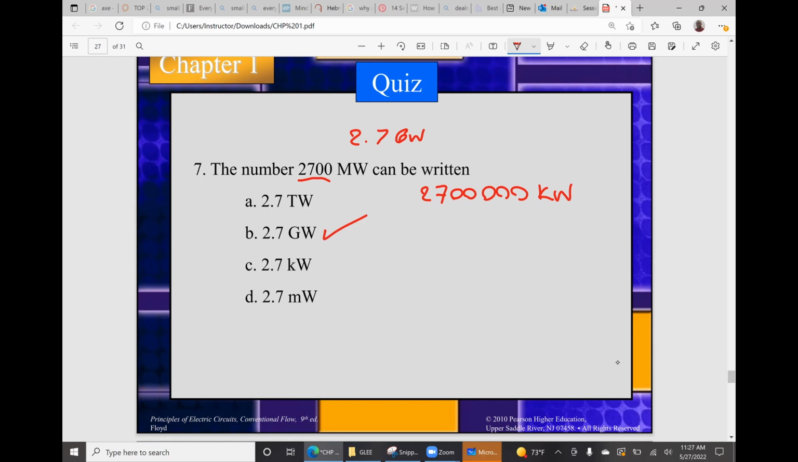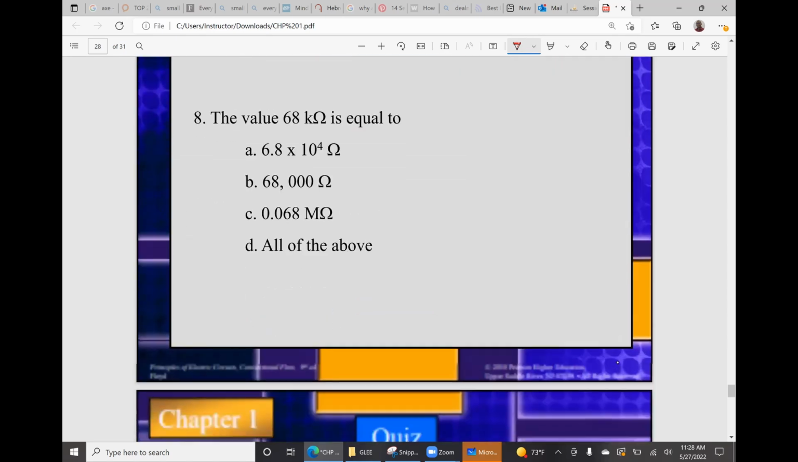Terawatts is 1 after giga. So for terawatts, it's going to be 0.0027 terawatts. Okay. Understanding the prefixes: this one is a million and this one is 1,000 million. All right. I think we're coming to the end here.